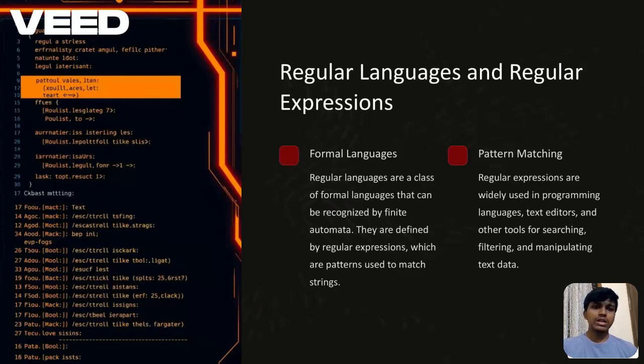Regular languages and regular expressions. So, regular languages are a class of formal languages that can be recognized by finite automata. A formal language in the theory of computation is a set of strings composed of symbols from a finite alphabet and following specific systematic rules. They are defined by regular expressions, which are patterns used to match strings.